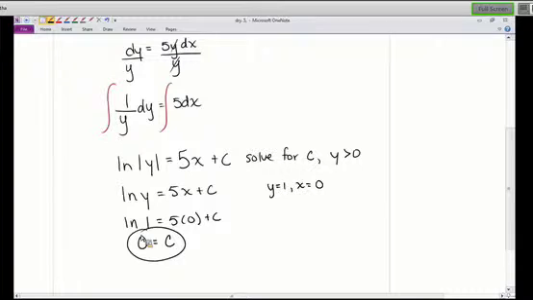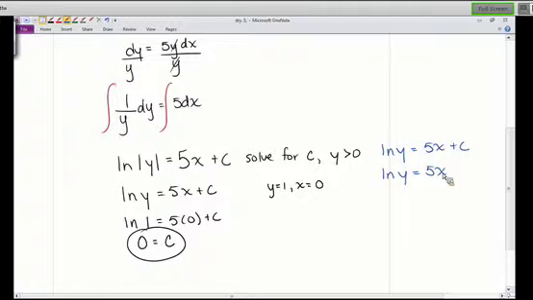So are we good so far? So let's answer the question. We have ln of y is equal to 5x plus c. This was the equation that we got after we integrated both sides. Now, since c is 0, we're going to have ln of y is equal to 5x.